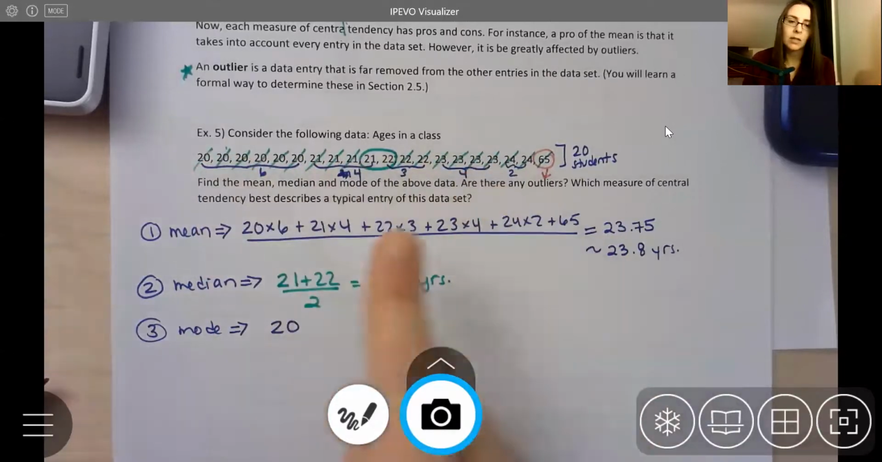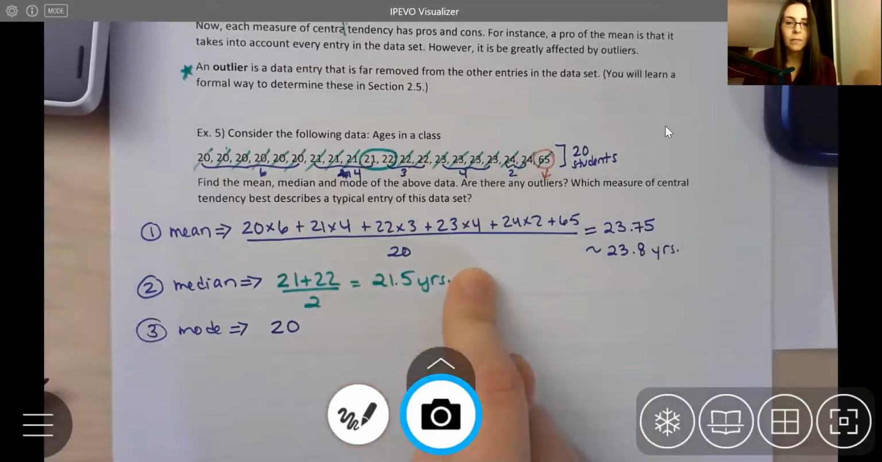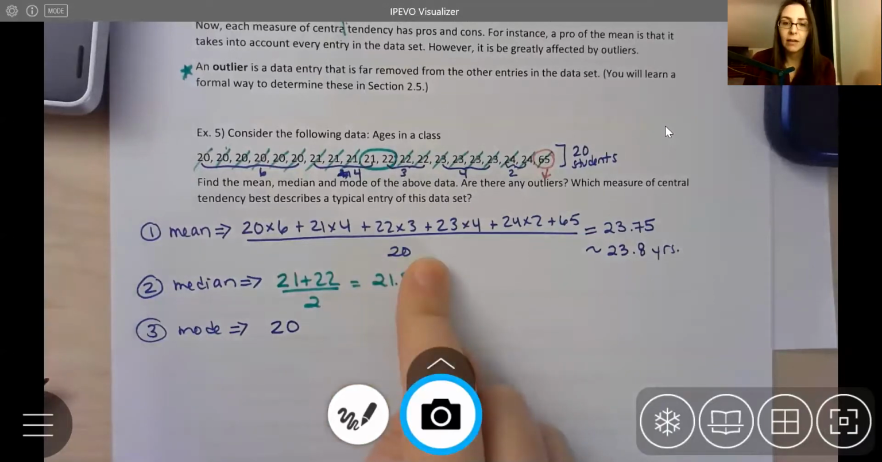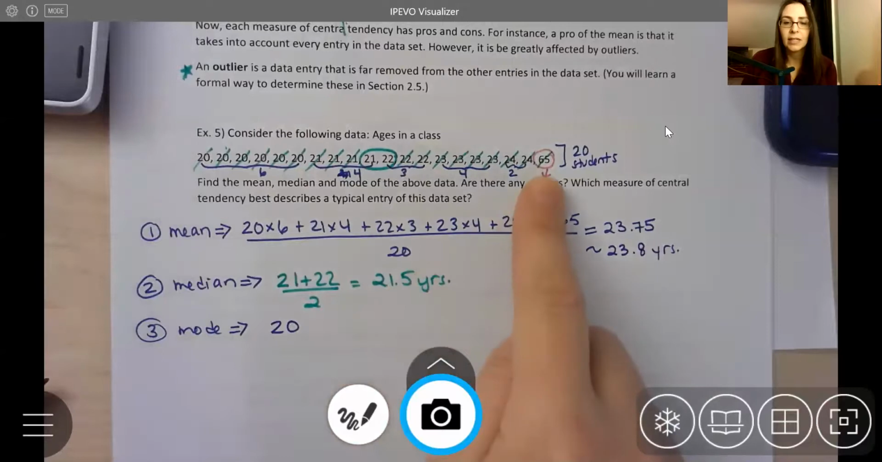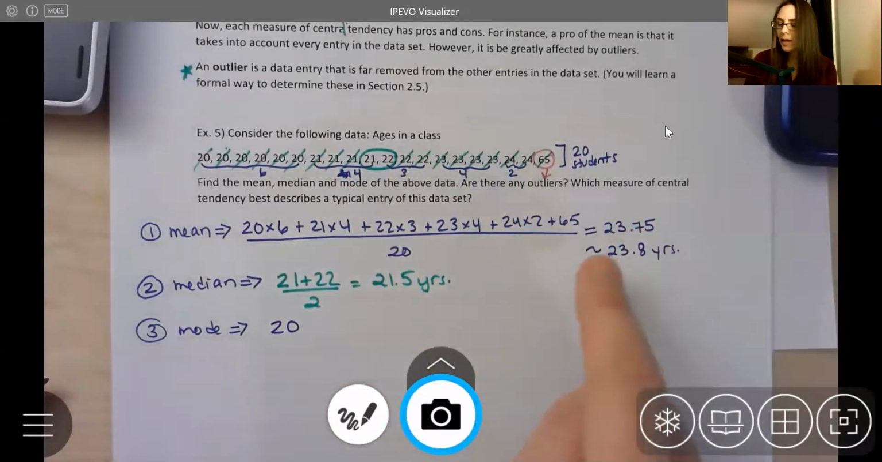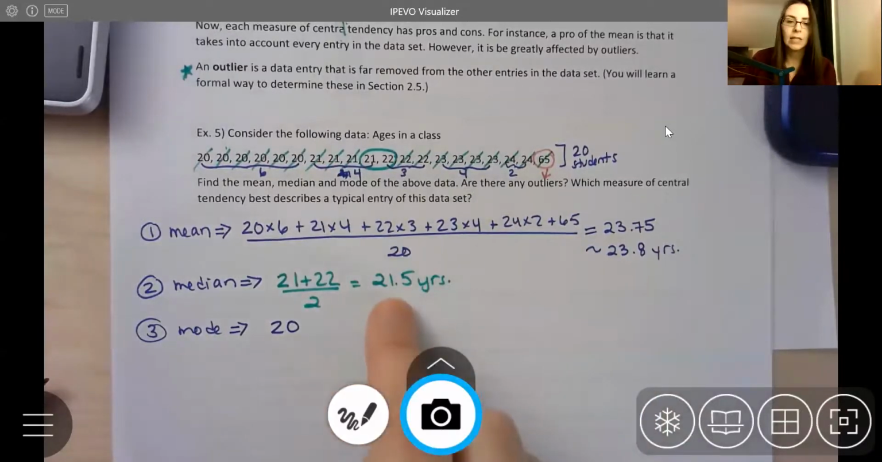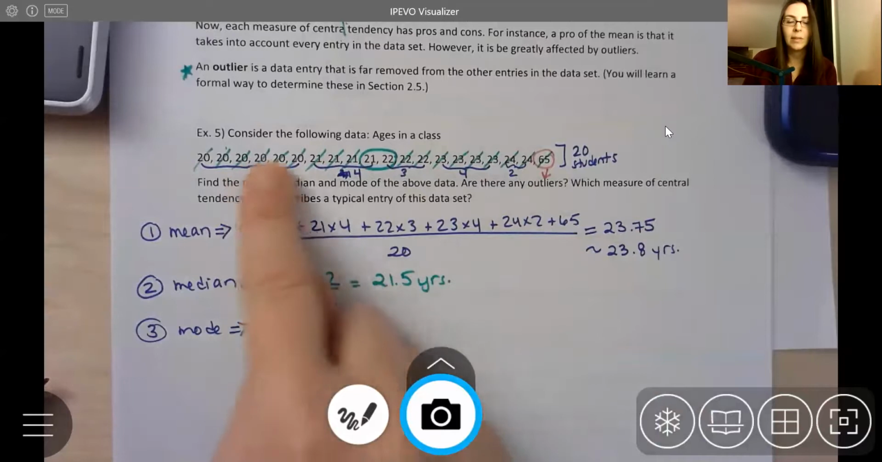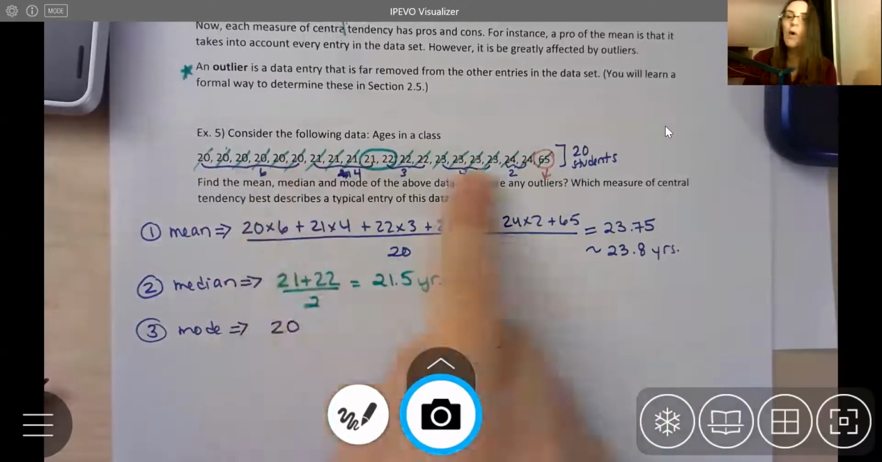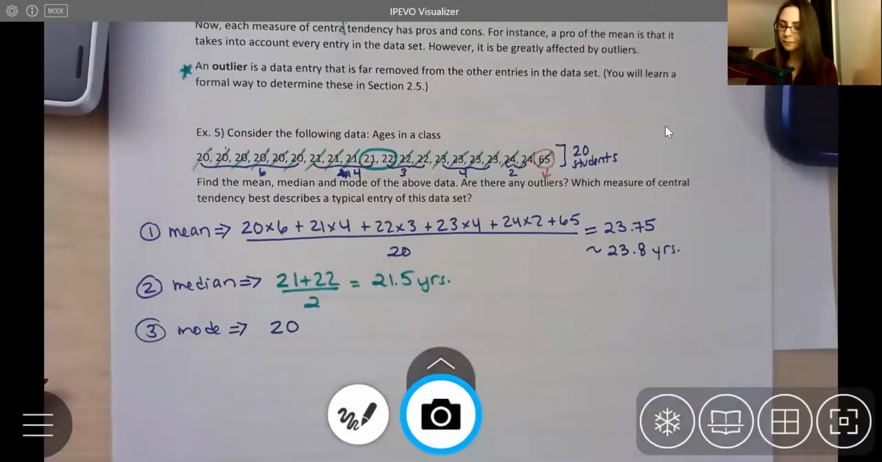So in this particular example, I would say the median is our best central tendency, because it more accurately describes the data. And again, the reason is that 65 is really pulling the mean. So normally we like the mean, but because of outliers, it can get affected very easily. Whereas in this case, 21.5 years old seems to be a better value for what the overall class age is.